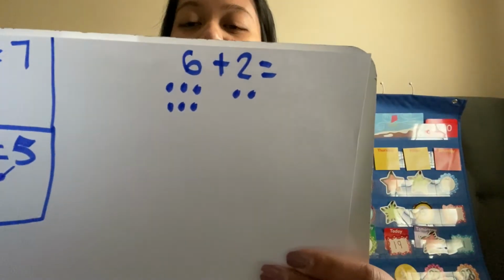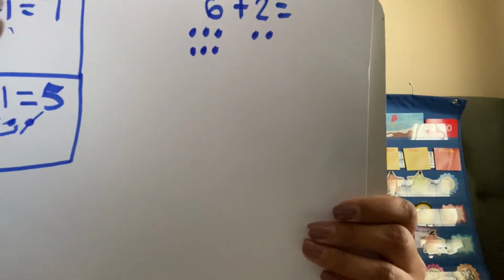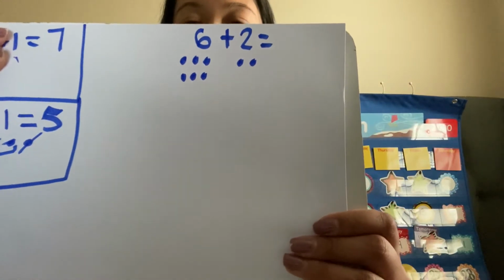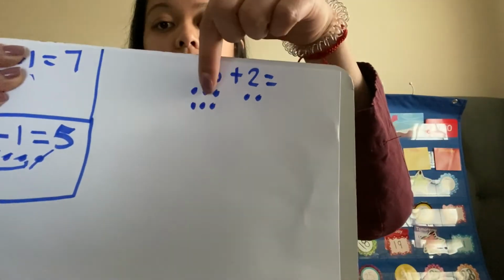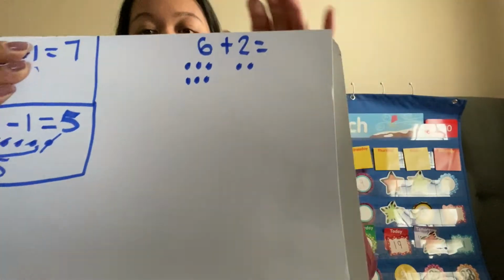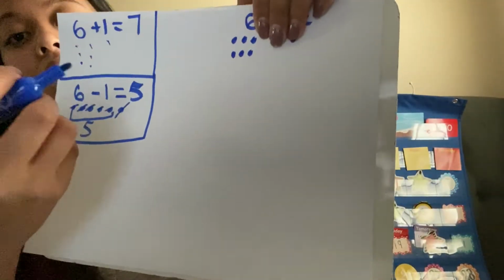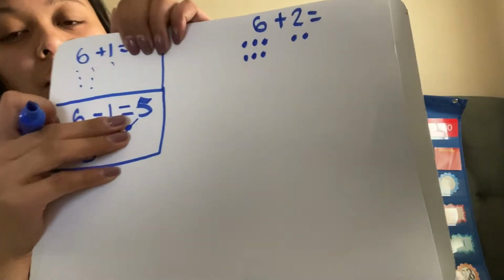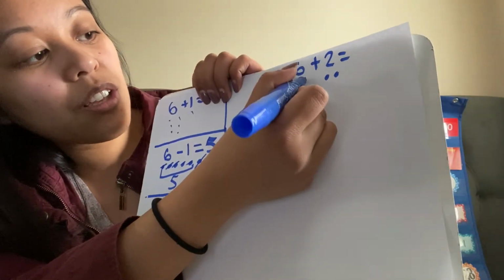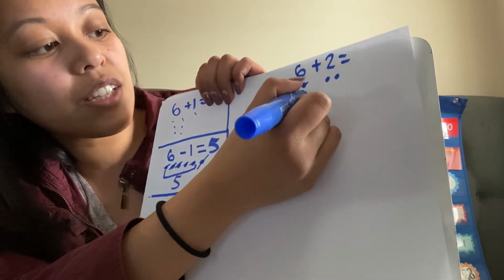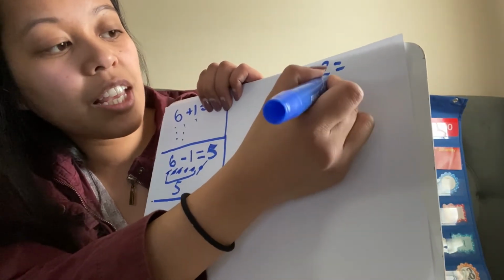Okay, Rocketeers, so again, for this counting strategy, I'm going to do count and cross because I have more dots. Go ahead and count with me. Ready, go. 1, 2, 3, 4, 5, 6, 7, 8.